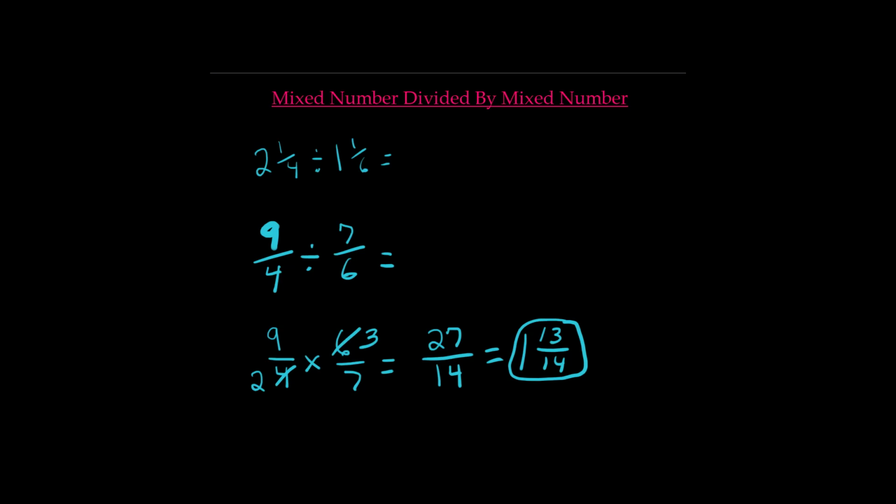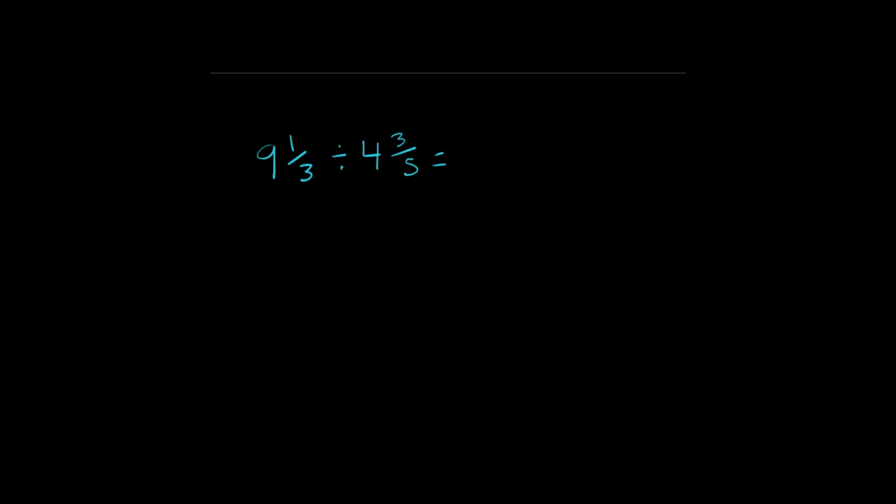All right, let's take a look at another example. All right, think about the steps before I start. So change them to improper fractions, change the sign to multiply, use the reciprocal on the second number, simplify if you can, and then multiply across the top and bottom, and then change your final improper fraction answer to a mixed number. Alright, so let's walk through it now. Let's see this in action.